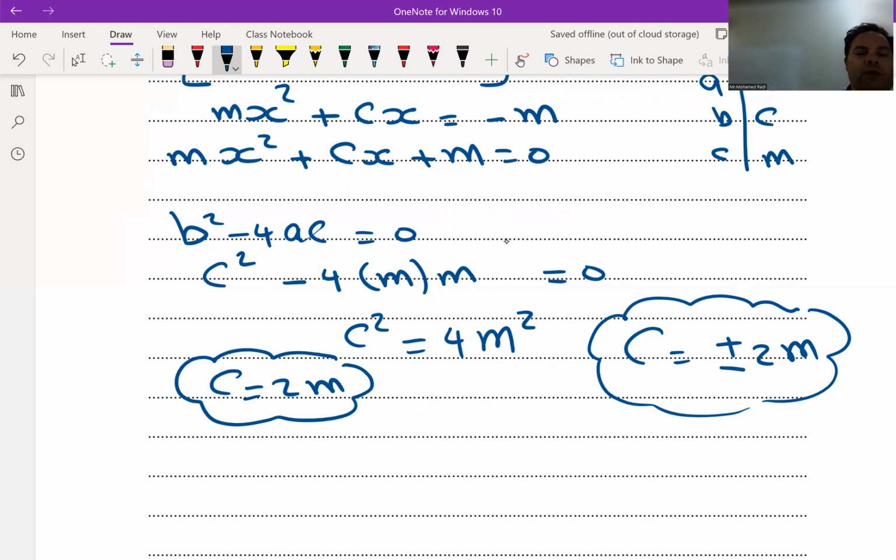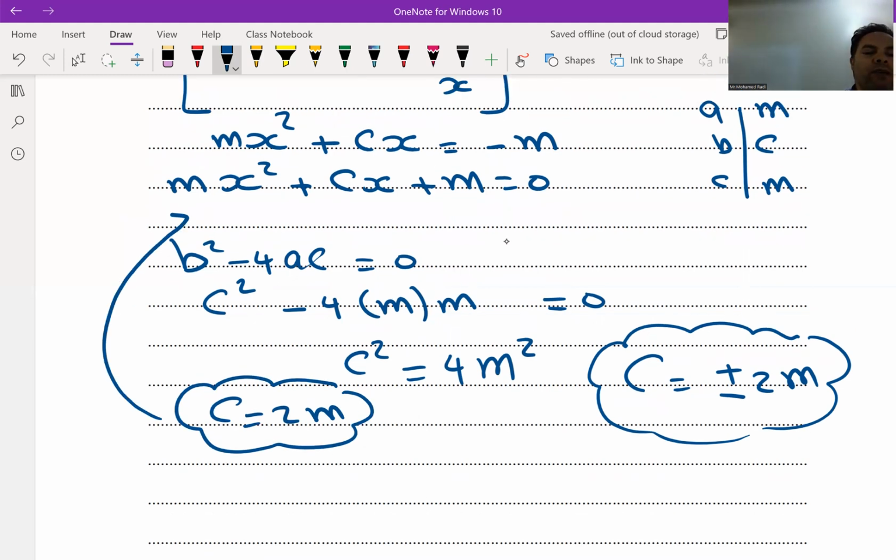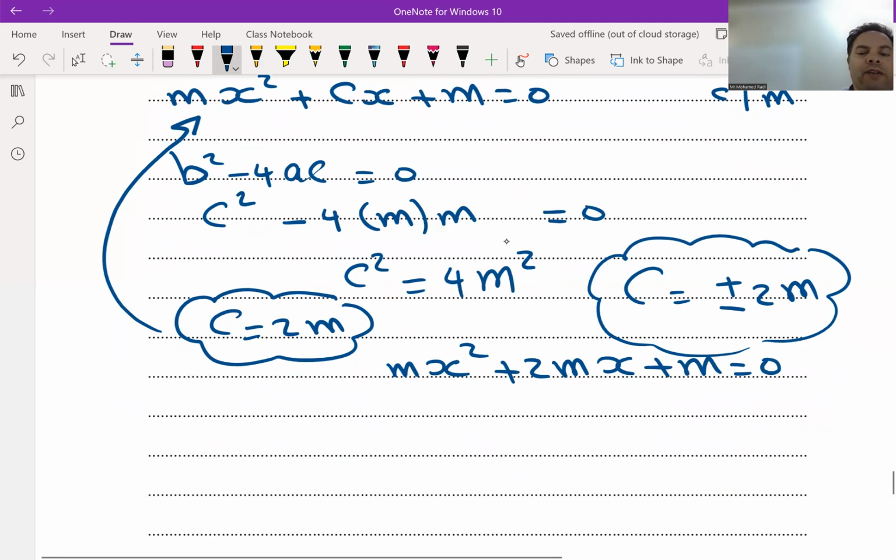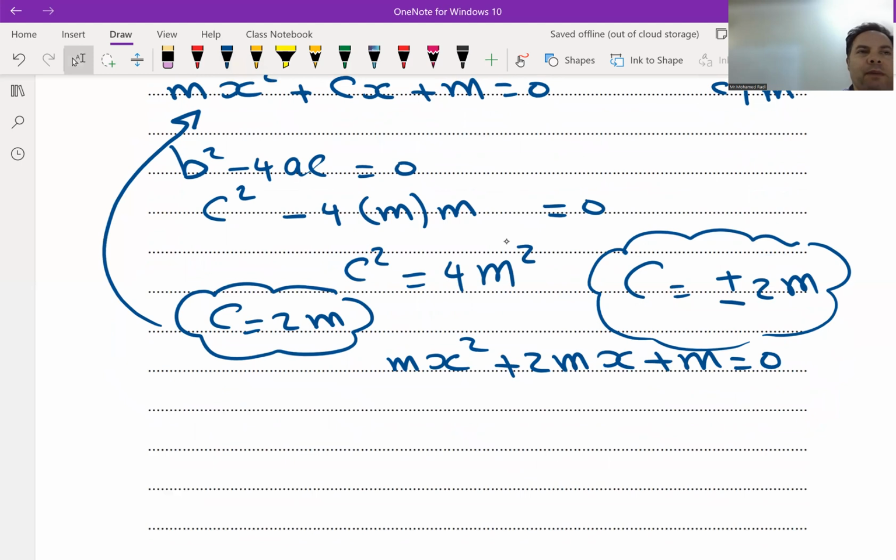When c is equal to 2m, go again to the original equation, remove c and write 2m. So the equation now is mx squared plus 2mx plus m is equal to 0. m is constant, by taking m outside as a common factor, you can divide by m. So x squared plus 2x plus 1 is equal to 0.